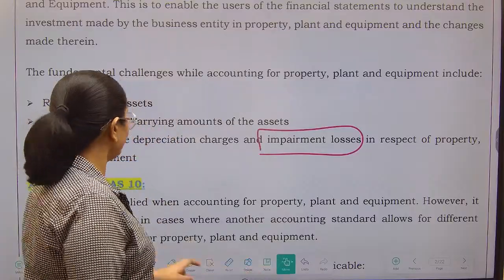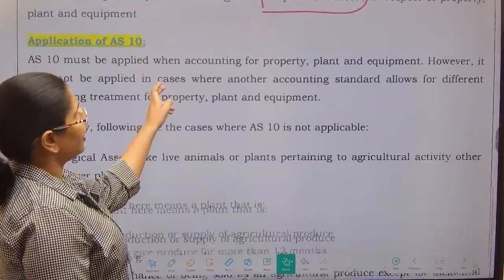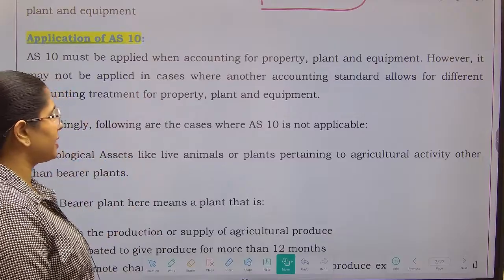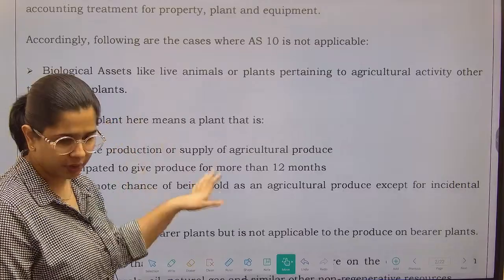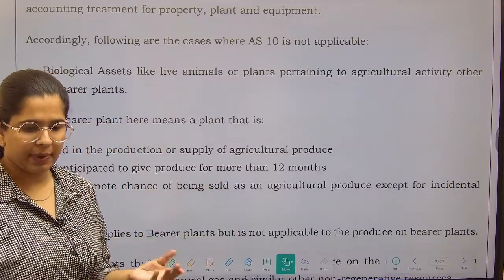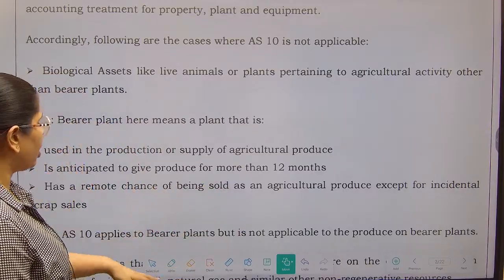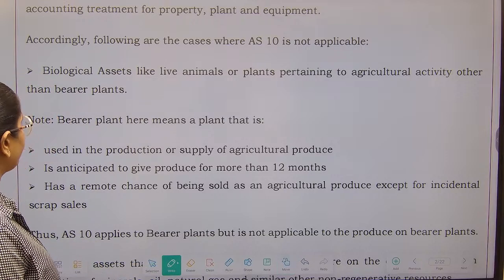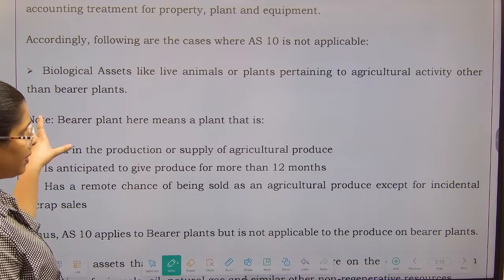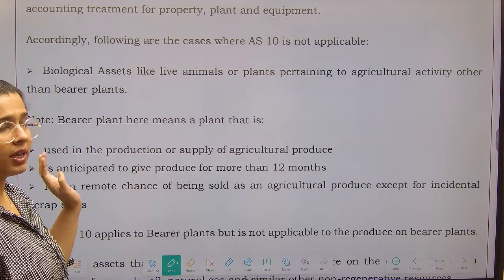Now, application of accounting standard 10: it must be applied for the accounting of property, plant and equipment. There are certain cases where AS10 will not be applicable. Exceptions need to be remembered by you. For example, biological assets like live animals or plants pertaining to agricultural activity. Bearer plants are the exception; they are not excluded.